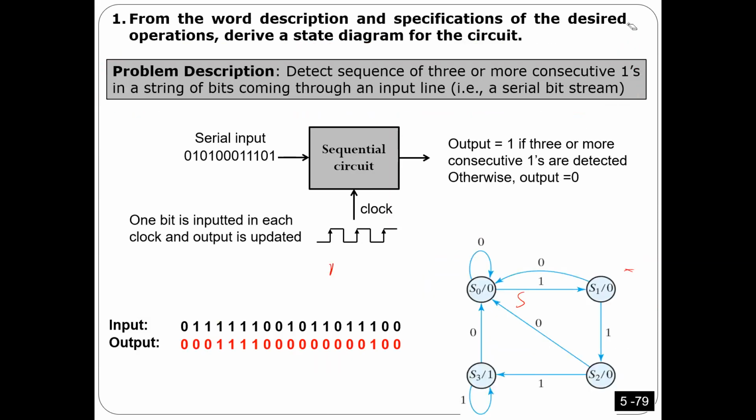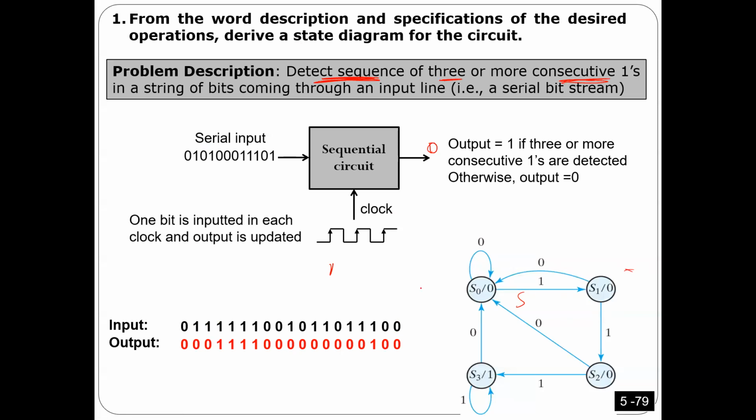So here I want to detect a sequence of 3 or more consecutive ones. As you see here, we have only one input, and on this input we have a sequence. Every time you detect 3 or more consecutive ones, you should output 1. Otherwise, you should output 0. Is that okay? So let's see how it works.